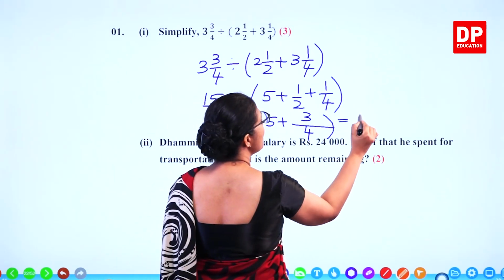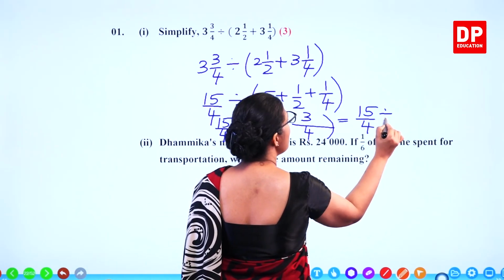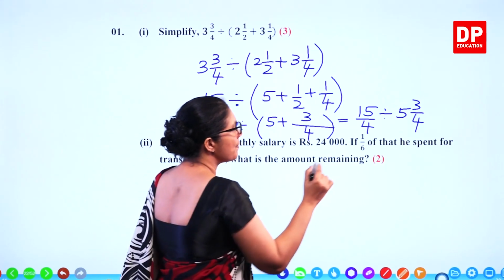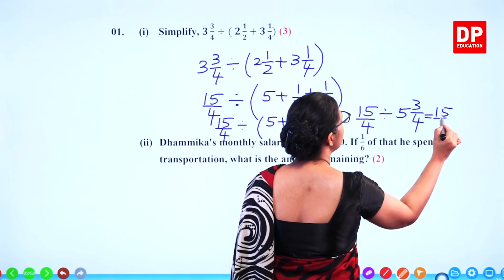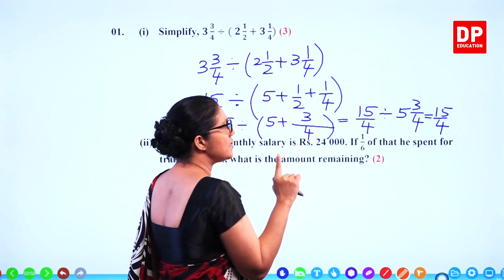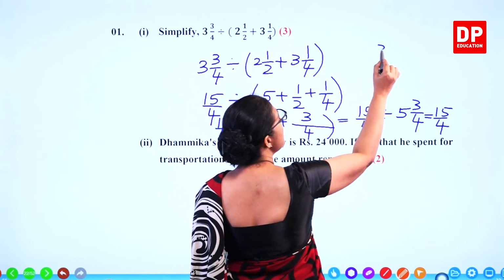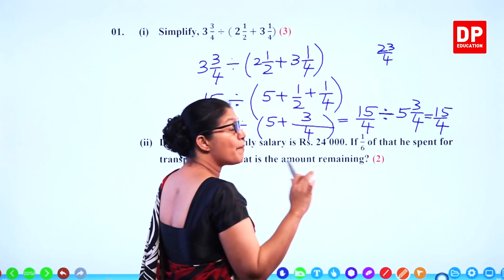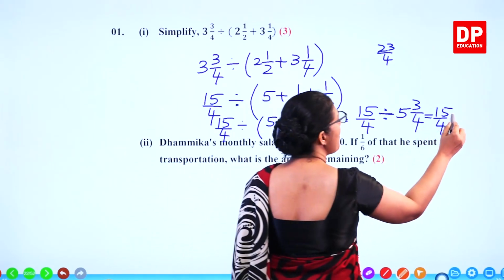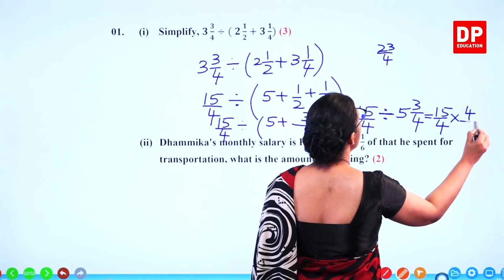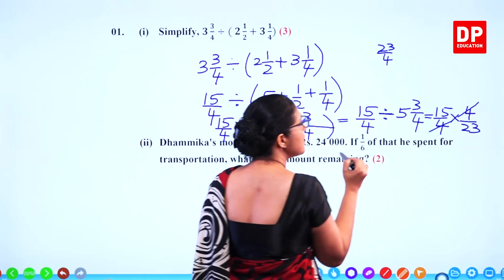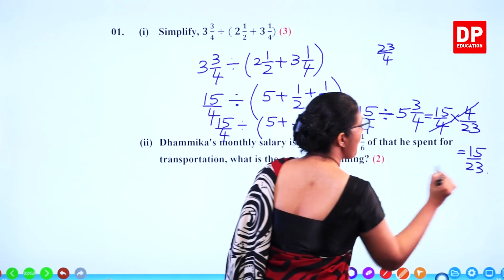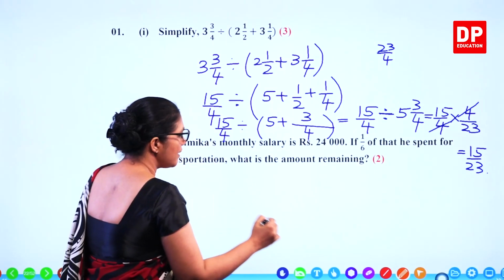Then you can write 15/4 divide by 5 and 3/4. Now again convert to improper fraction. You get 4 times 5, 20, 23. 23/4. But when you want to do the division, what you do? You multiply by the reciprocal. Multiply by reciprocal of that. 4/23. 4 get cancelled out and you get 15/23. That's the answer. Next part.